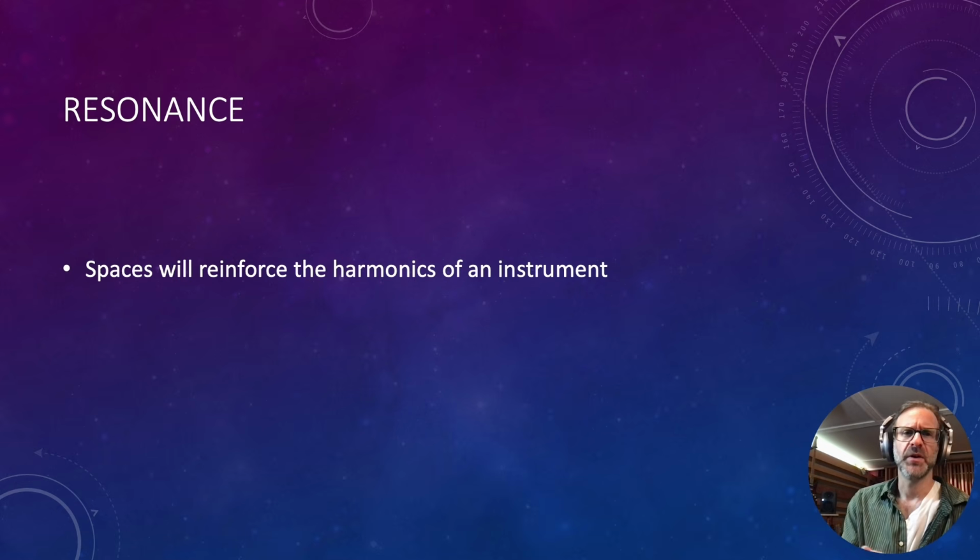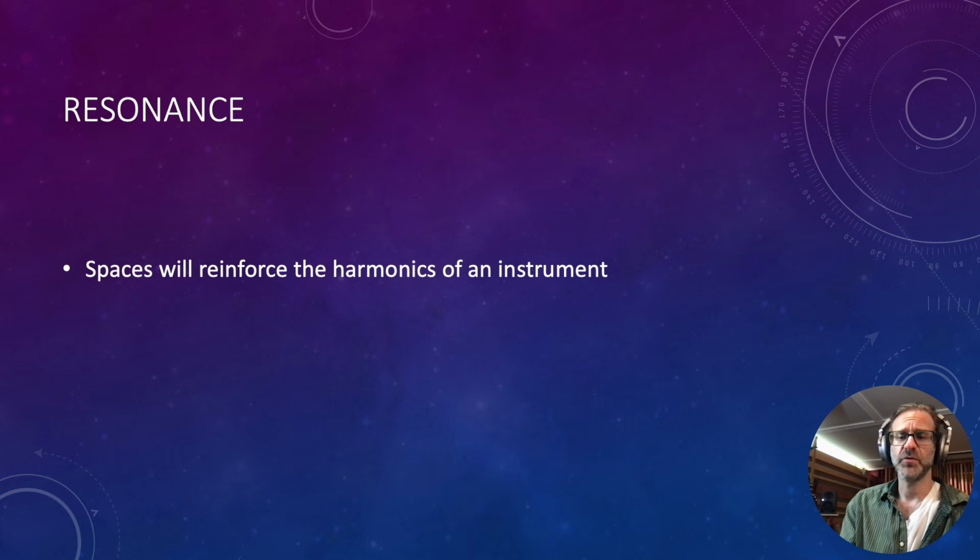The other thing we need to think about is resonance. And this is going back to the first slide. So spaces will reinforce the harmonics of an instrument, and that's really important because if we think of reverb as just an effect that we add to a sound that makes it sound like maybe it's far away or has an emotional cue, that's cool, that's good. But more often than not, we can actually use the harmonics and the resonance of a room to reinforce harmonics that might be either missing or need to be exaggerated in an instrument.